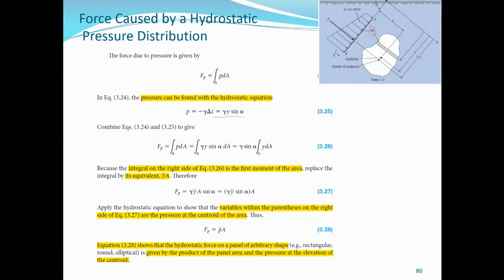Gamma sine alpha is constant. The only thing that changes is y, because this is an arbitrary area that we have chosen. So an integral of y dA is what we call the first moment of area, in chapter 10 of statics, where we discussed moment of inertia, first moment of area, and second moment of area. The first moment of area simply gives the centroid.